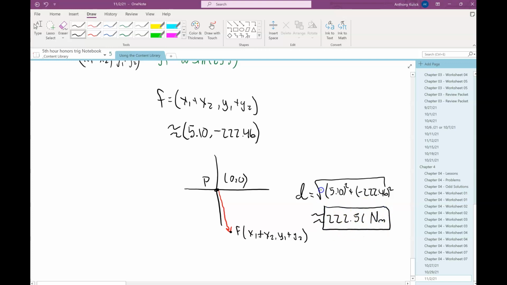Which should make sense looking at the picture, right? You're almost going straight down. So it's almost just the y coordinate is the distance away. You have a little bit of contribution from the x, but not a whole lot because the x is real small relative to the y. Everybody's okay with that idea?